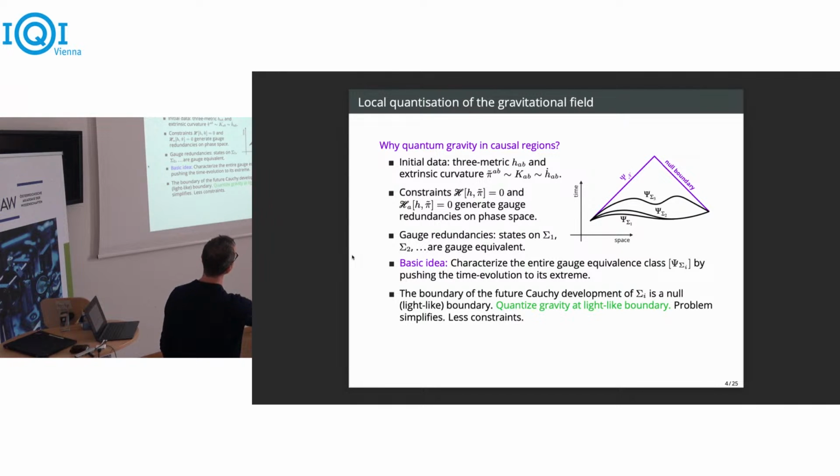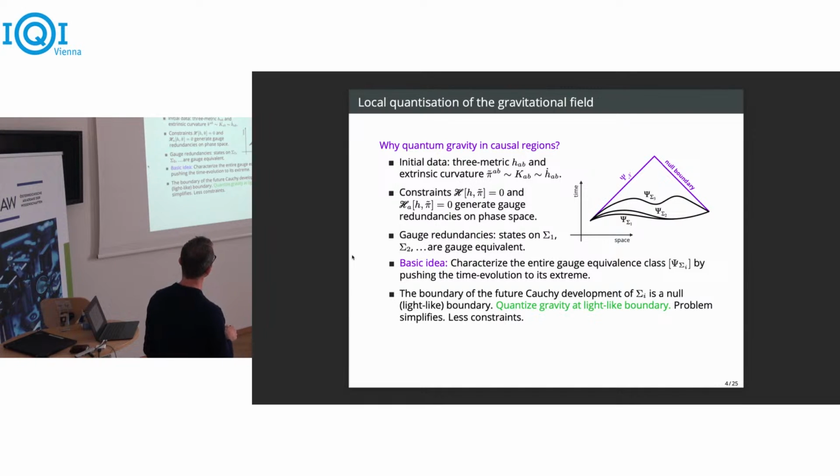Well, one way is to go to the null boundary, to the boundary of the future Cauchy development of these slices. And then the idea is to quantize gravity there. So to quantize the initial data on these null hypersurfaces. And the problem now simplifies, because now we have to quantize fewer constraints than before.